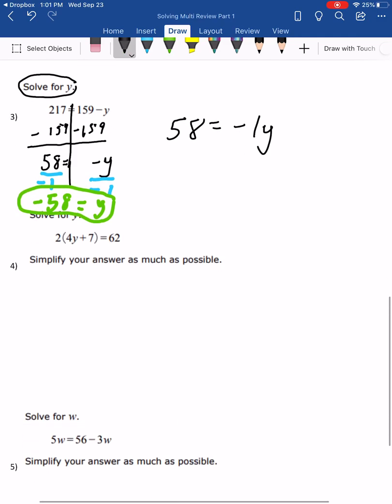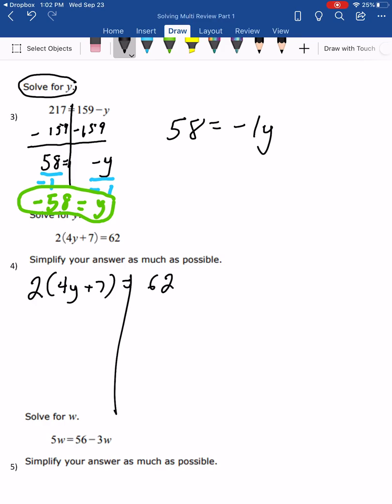Number 4. So number 4 has parentheses, so we are going to need to distribute here. Remember how distributive property works? We take the outside, we multiply it by everything on the inside. So 2 times 4y, 8y, 2 times positive 7, positive 14, equals 62. Okay, that was step 1, distribute.